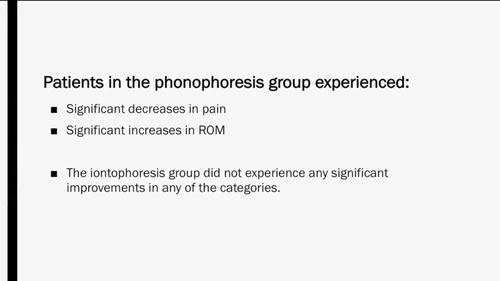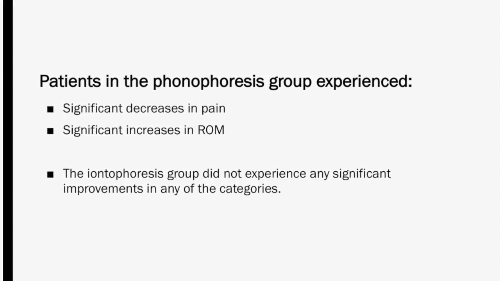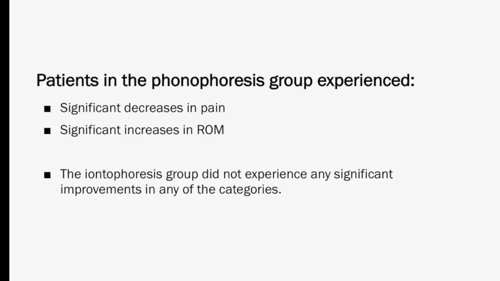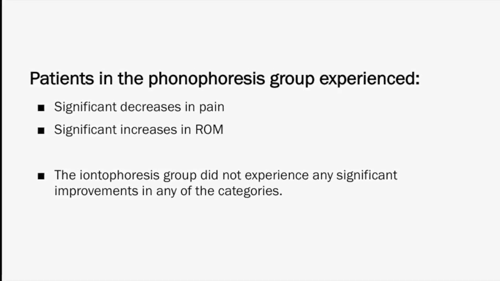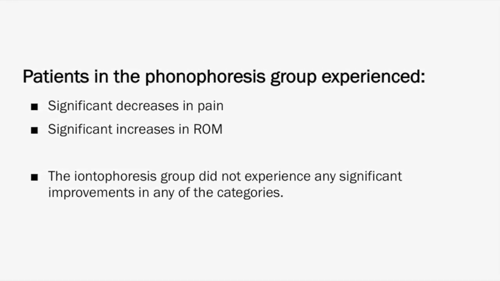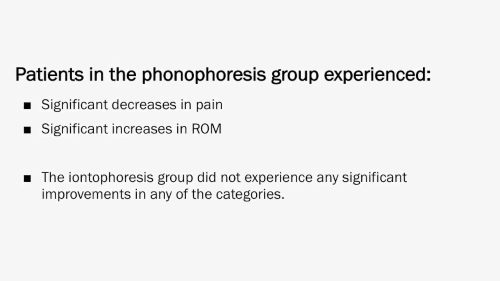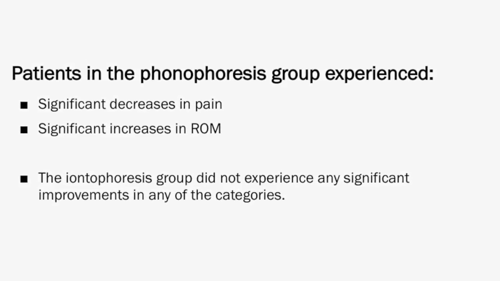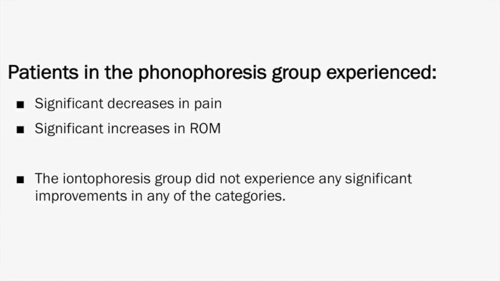Results showed that adding phonophoresis to standard treatment may lead to significant improvements in patients with shoulder impingement syndrome compared to patients undergoing exercise programs alone. Patients in the phonophoresis group experienced significant decreases in pain and significant increases in range of motion compared to the standard treatment group. The iontophoresis group did not experience any significant improvements in any of the categories.